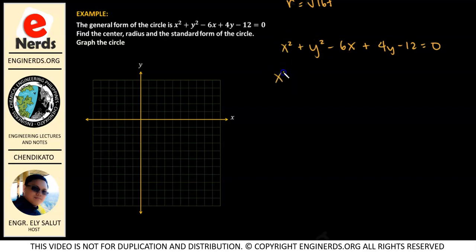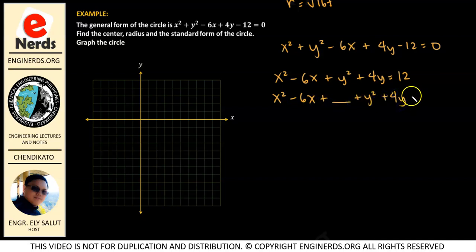So, we have x squared minus 6x plus y squared plus 4y is equal to, we're going to transpose 12 sa right side. We have positive 12. Okay, so we're going to make a perfect square trinomial, so gagawa tayo ng space. So, x squared minus 6x plus blank plus y squared plus 4y plus blank is equal to 12.